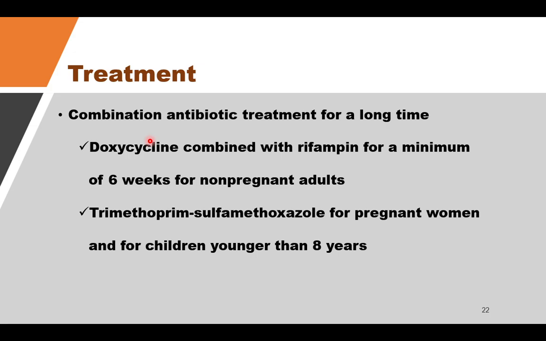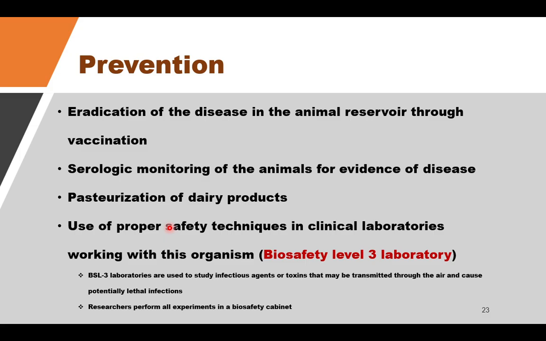So how do you treat? Antibiotics are indicated, usually doxycycline combined with rifampin for weeks. Okay. In pregnant women with brucellosis, we don't use doxycycline. We use trimethoprim-sulfamethoxazole for pregnant women and children younger than 8.